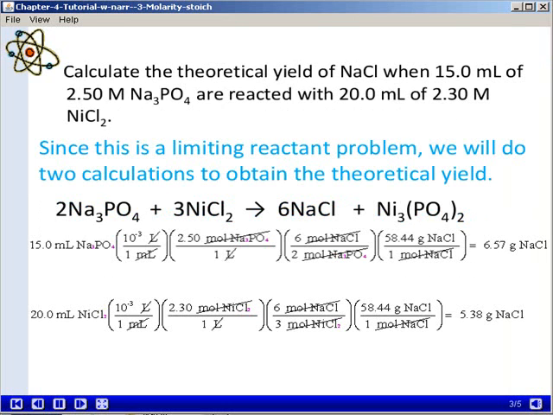We're going to approach this just like we do any other limiting reactant problem. That is, we'll do two separate calculations, each in turn starting with the two reactants and calculating all the way to the mass in grams of product.